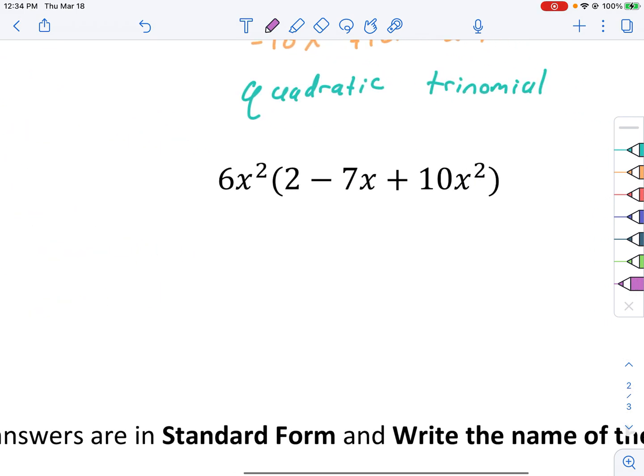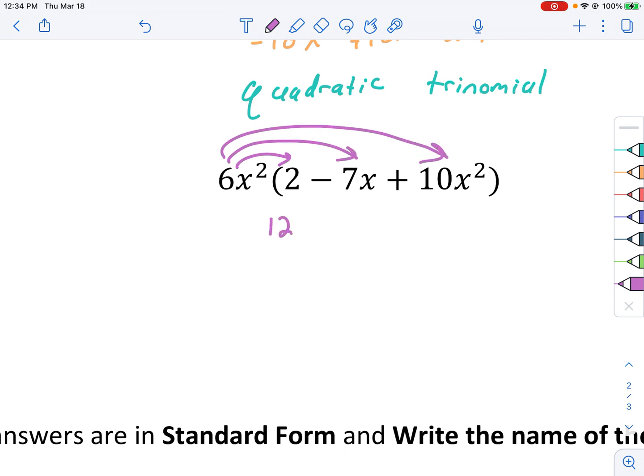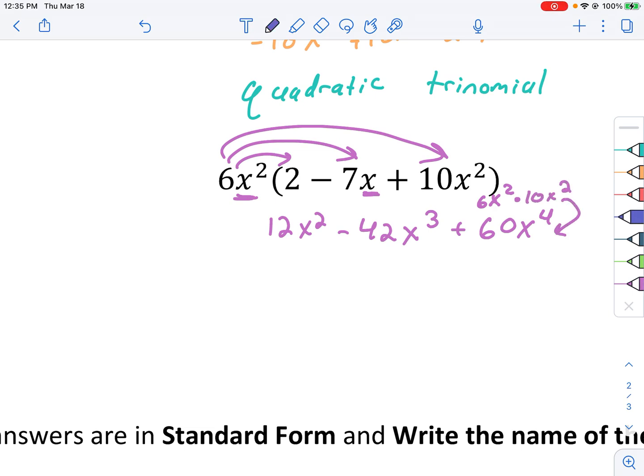And then last but not least here, we're multiplying 6x squared into everything, like this, so that would be 12x squared minus 6 times 7 is 42, x squared times x is x cubed, and then that's going to be plus 6 times 10 is 60, x squared and x squared makes x to the 4th power, right? So this is 6x squared multiplied by 10x squared would give us that 60x to the 4th.